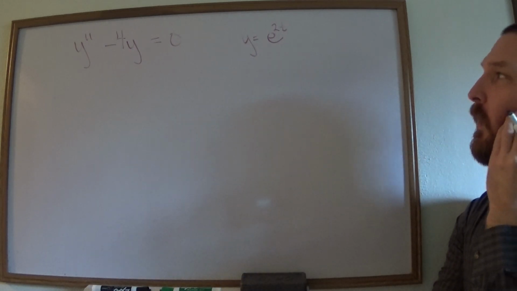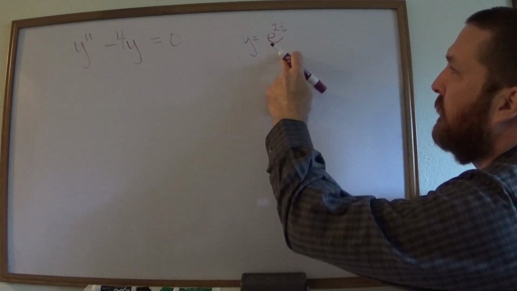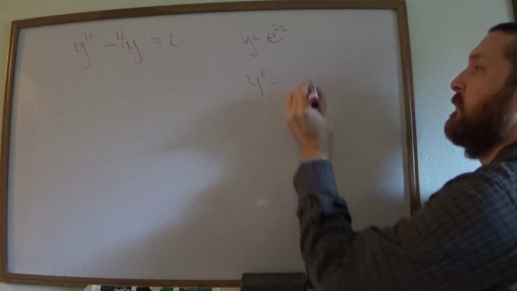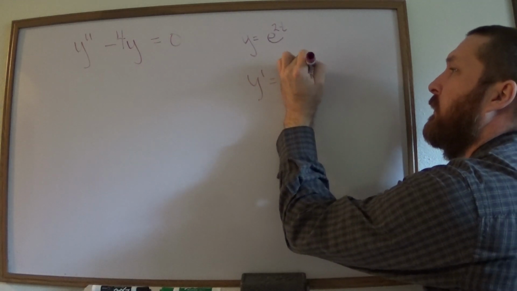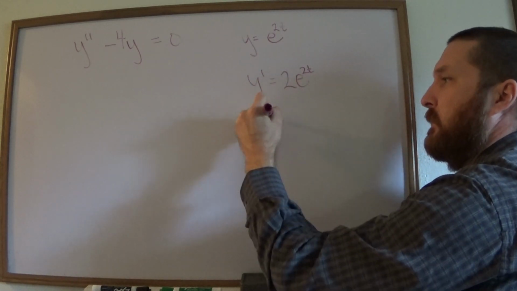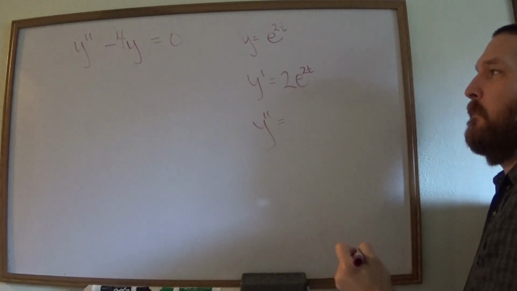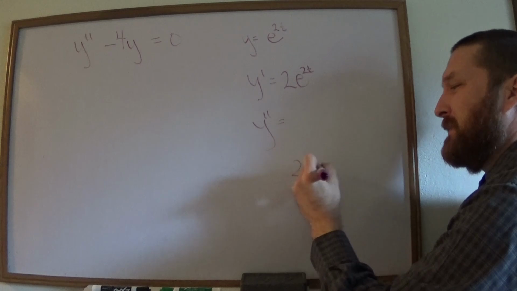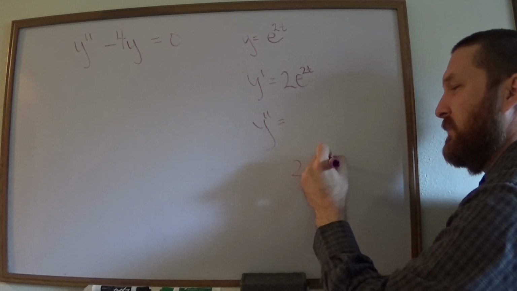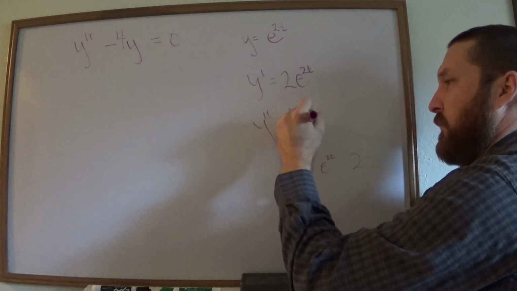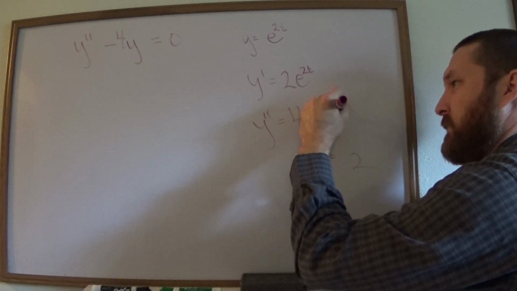You need to take the first derivative, which is e to the 2t times 2. And then take the second derivative, which is 2 times the derivative of e to the 2t, which is e to the 2t times 2, so 4 times e to the 2t, which is 4e to the 2t.